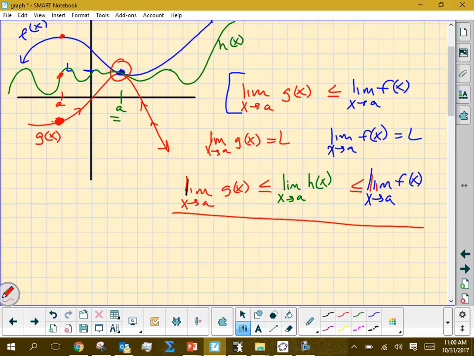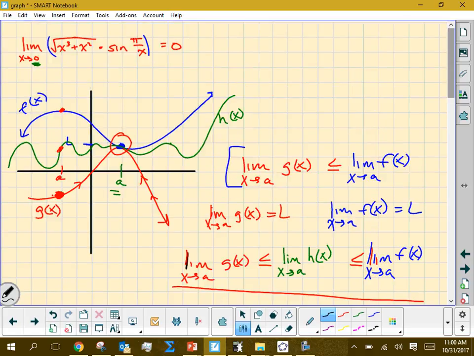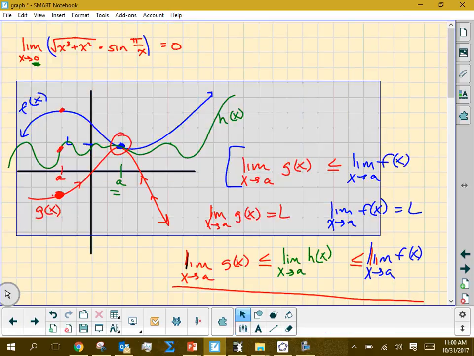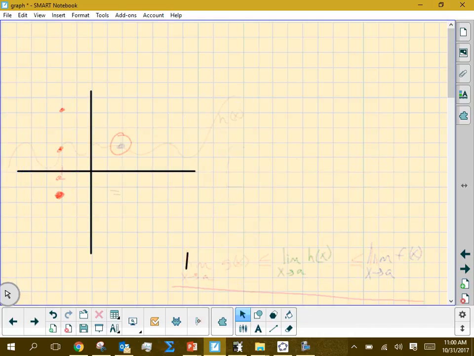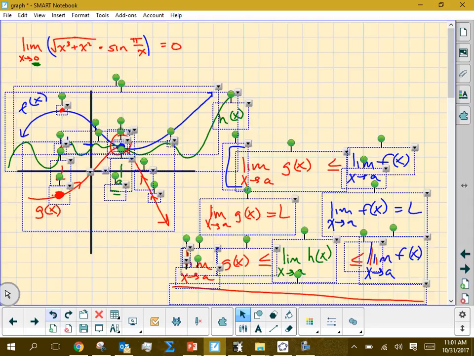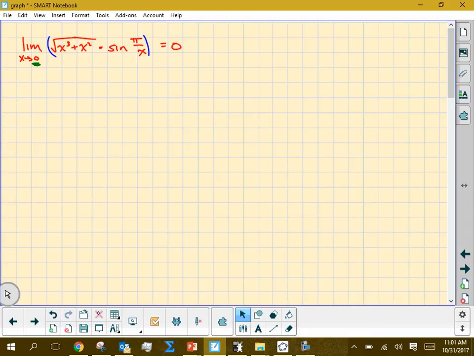So here's the idea. We want to use the squeeze theorem with this problem that we started with. Let me clean this up a little bit. I'll show you what the picture looks like momentarily. What's kind of a problem here is that we have to find these three functions they call f, g, and h from this thing right here.